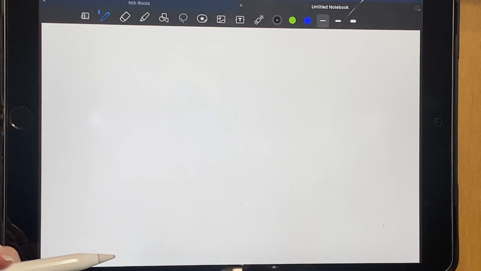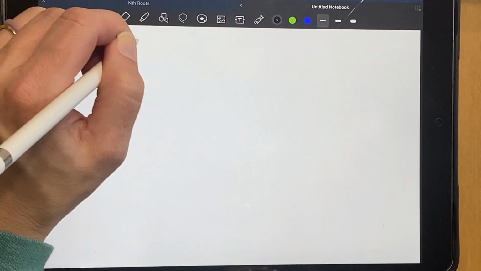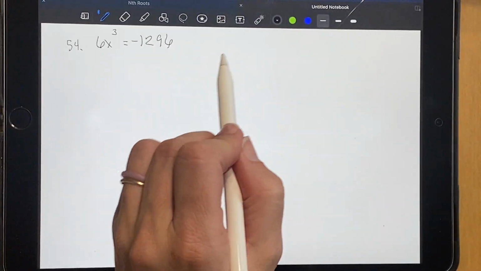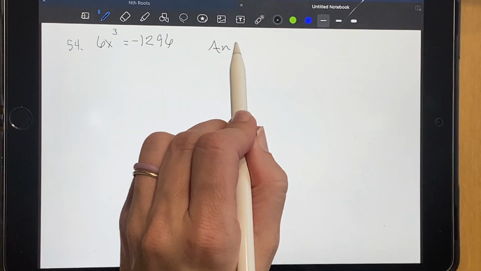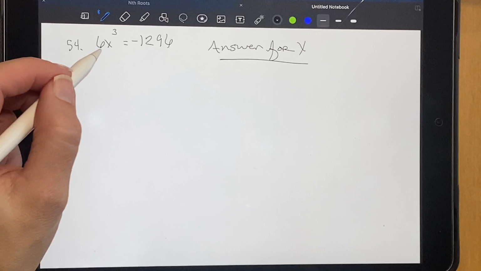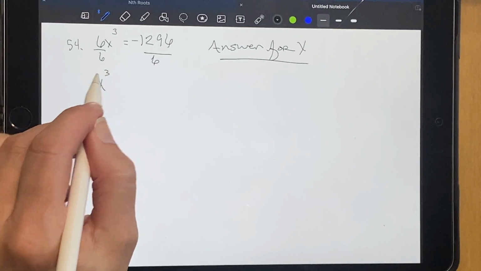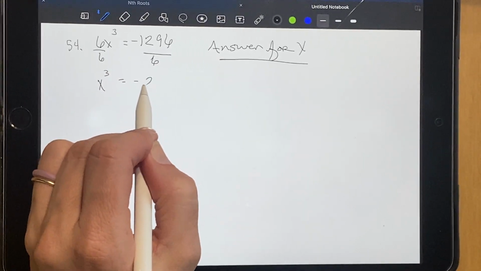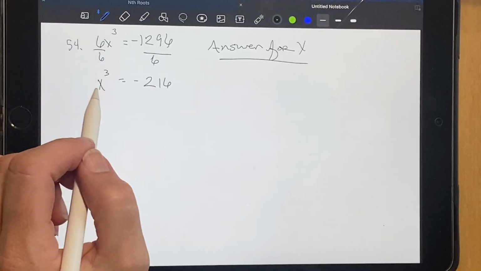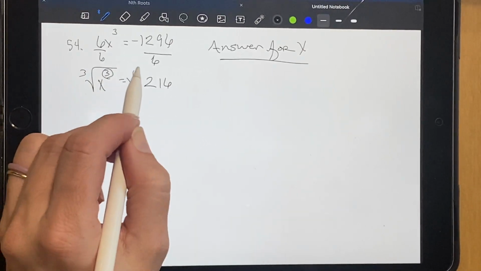So on 54, you have 6x cubed equals negative 1296. The first thing is, remember, we were always looking for an answer for x. That's the goal. How do we get x by itself? So the first thing that we're going to do is divide both sides by 6. So we're going to have x cubed is equal to negative 216 here. And then I want x by itself. I have an exponent of 3, so I'm going to take the cube root of both sides.